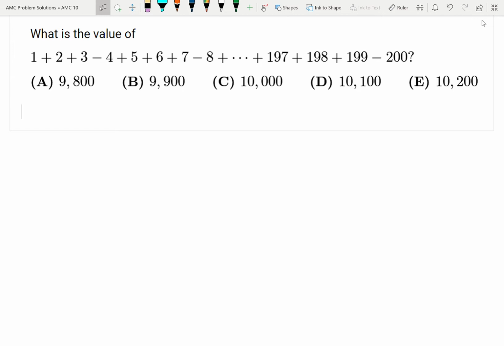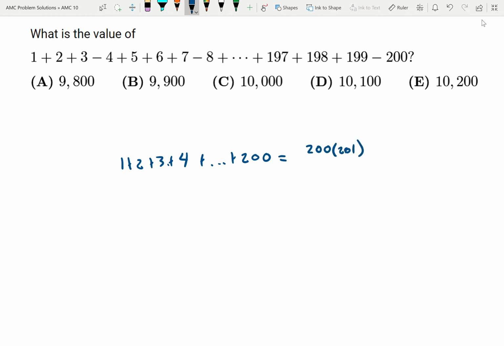The way I'm going to start is I'm curious, what is 1 plus 2 plus 3 plus 4 plus 5 all the way to 200? I'm adding up all of the numbers between 1 and 200. That is going to equal 200 times 201 divided by 2. That's the same thing as 100 times 201, which equals 20,100. So that's something to keep in mind.